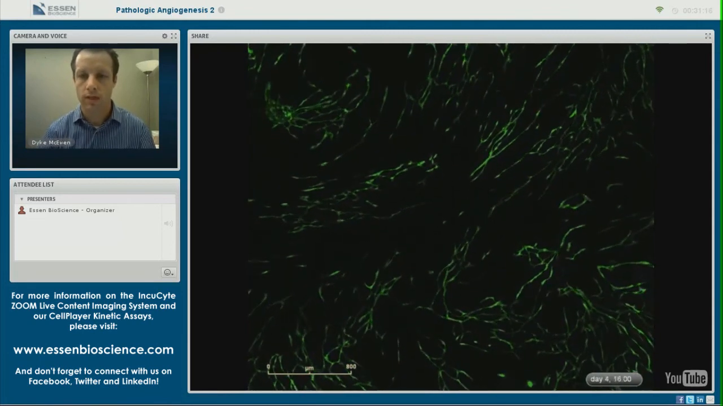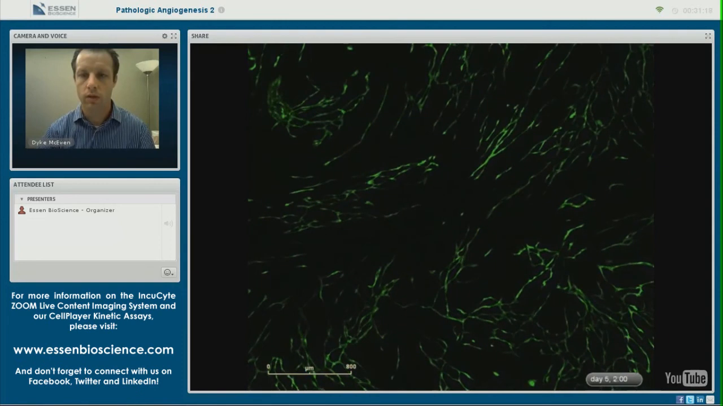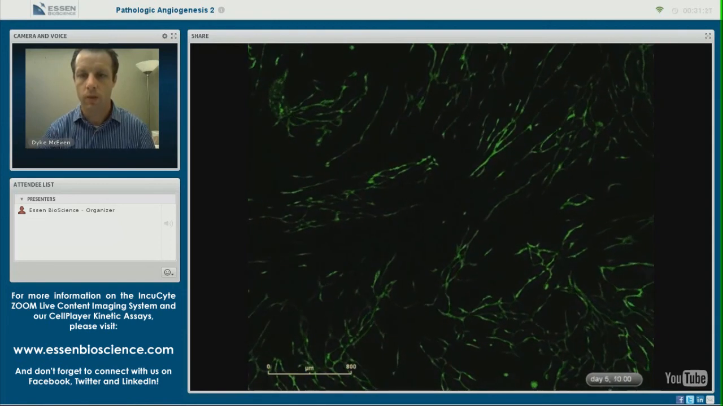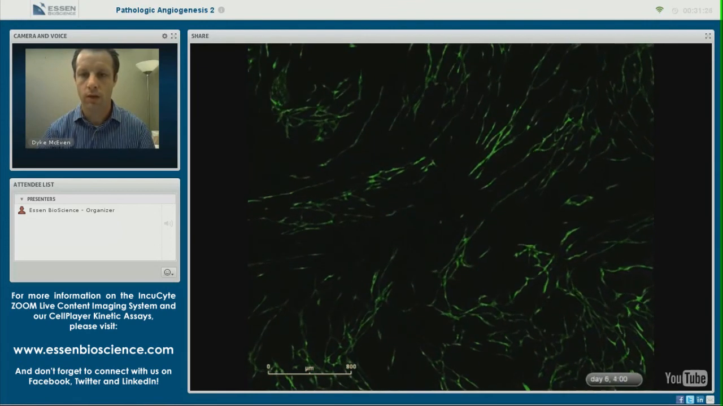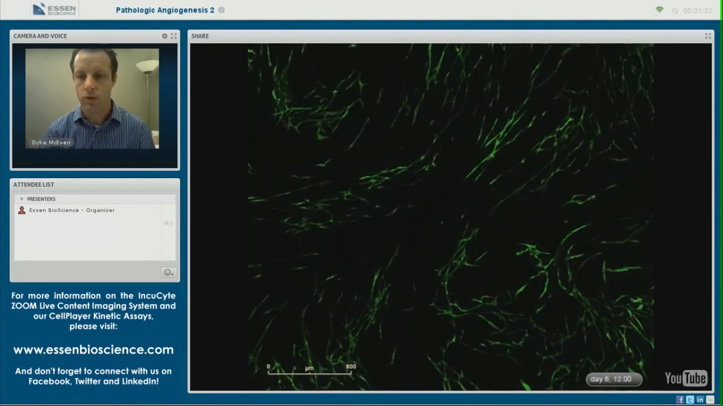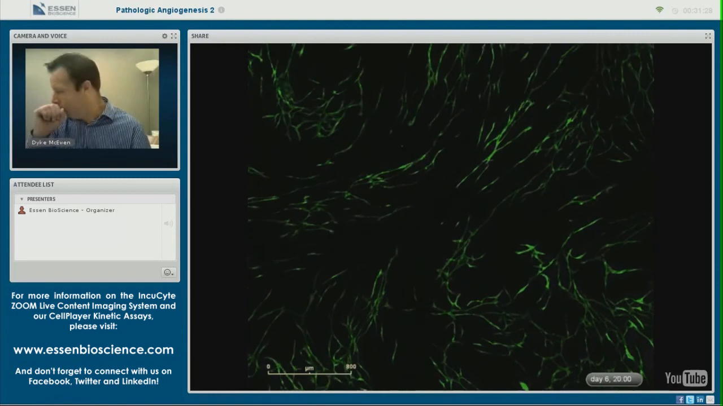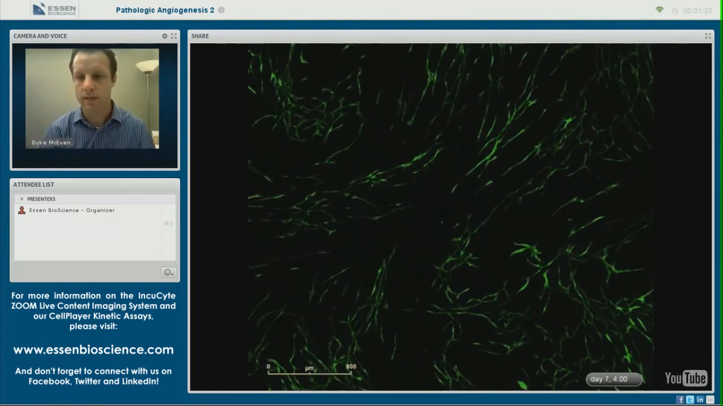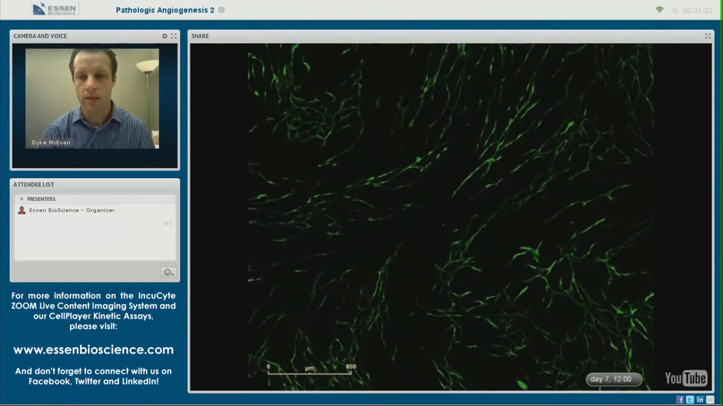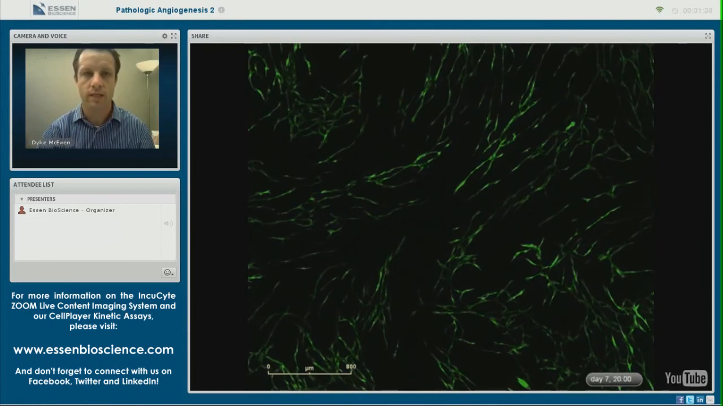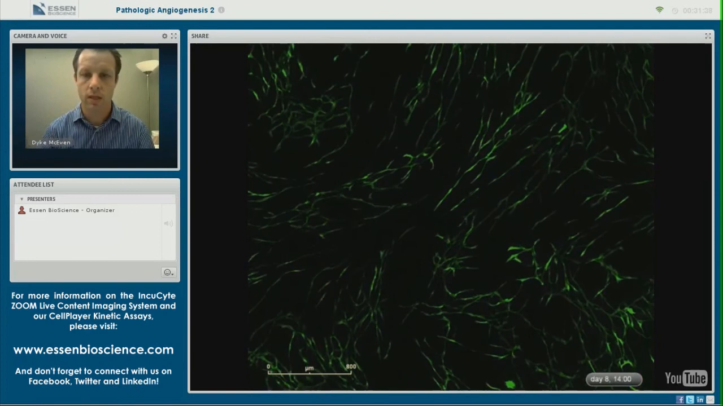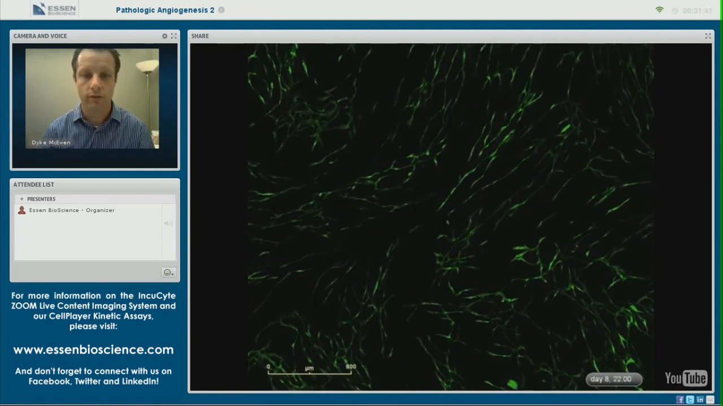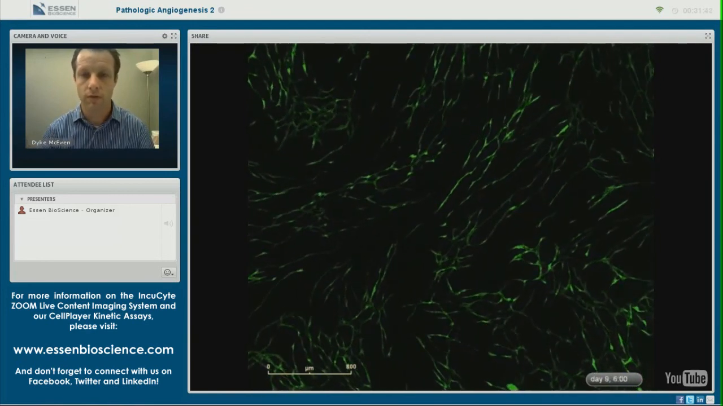And you'll start to see toward the end that the networks will join and meet up and form one large continuous network. These data are taken every 2 hours, and this is a very information-rich data set that is generated because we not only see the movie, but we can also get the quantitation of the growth factor response from these data.